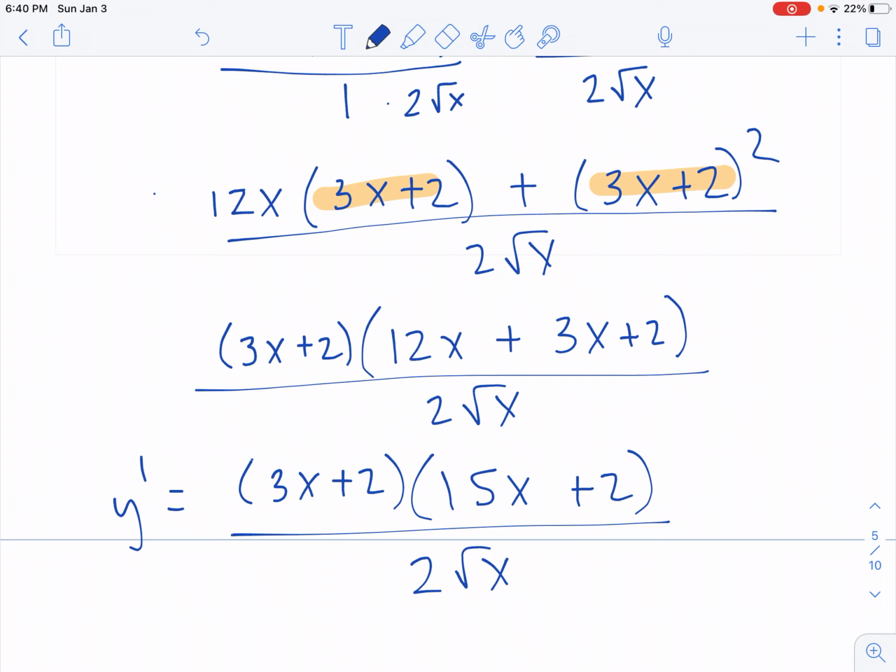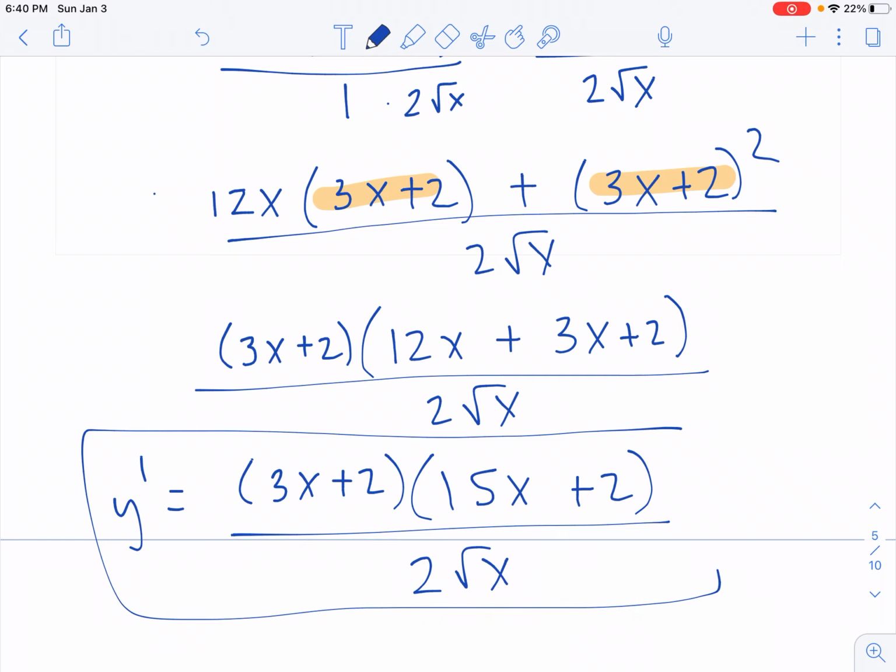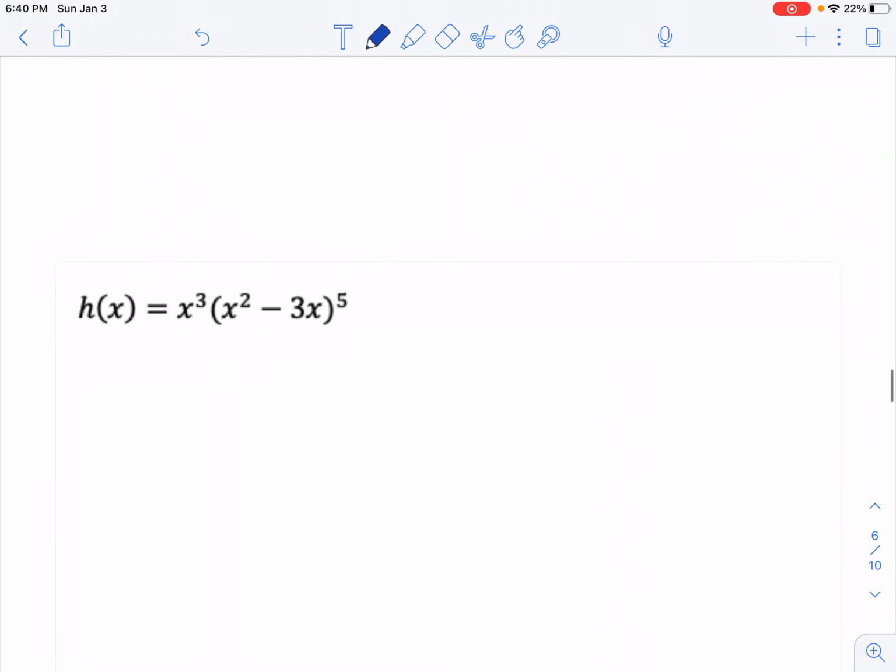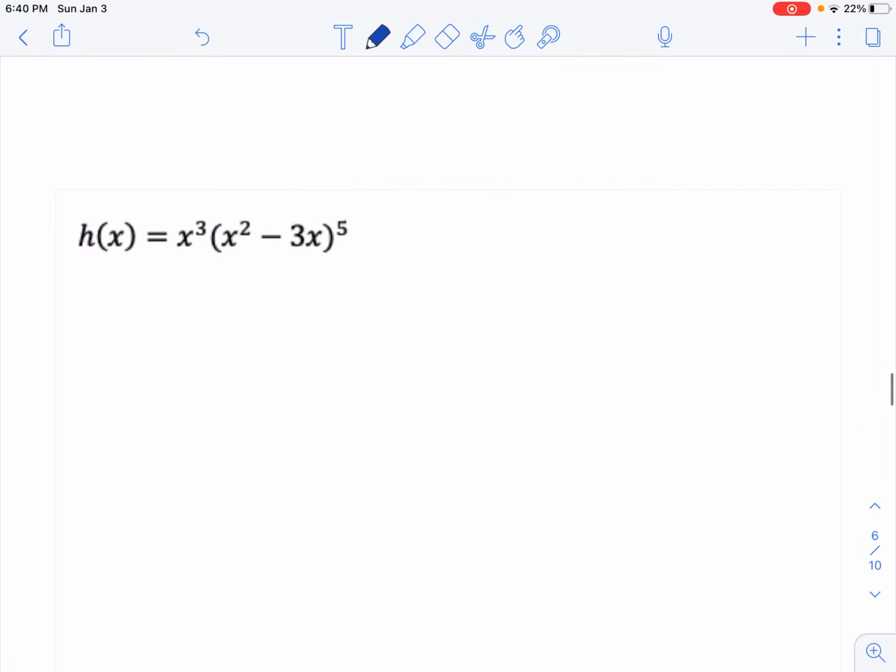We know it's simplified because it can't be factored anymore in the numerator. Nothing can be combined. And we've added our fractions. They have a common denominator. So we are done. Try this one on your own. And then check your work with mine.